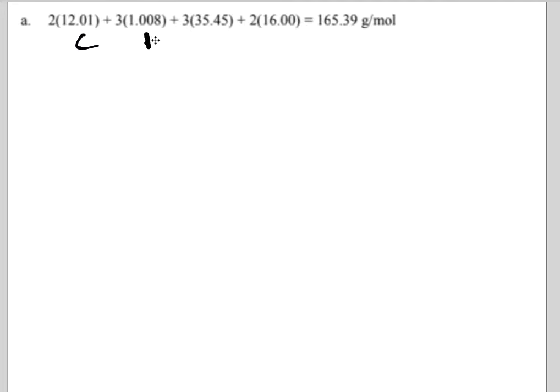This represents carbon. That's the mass of hydrogen. This is going to represent the mass of chlorine and oxygen from the periodic table. They're using the one in the book, so their rounding is going to be a little different. So keep that in mind. So the answer just has to be close, not exact.